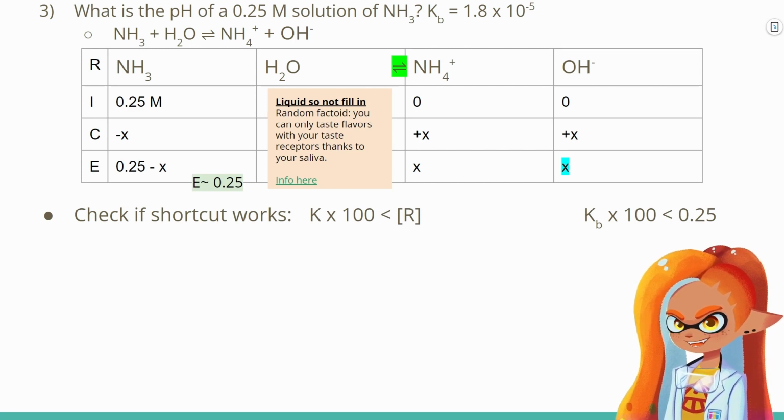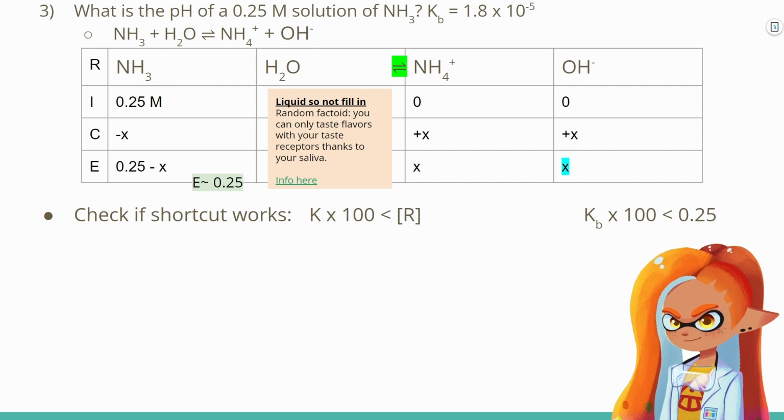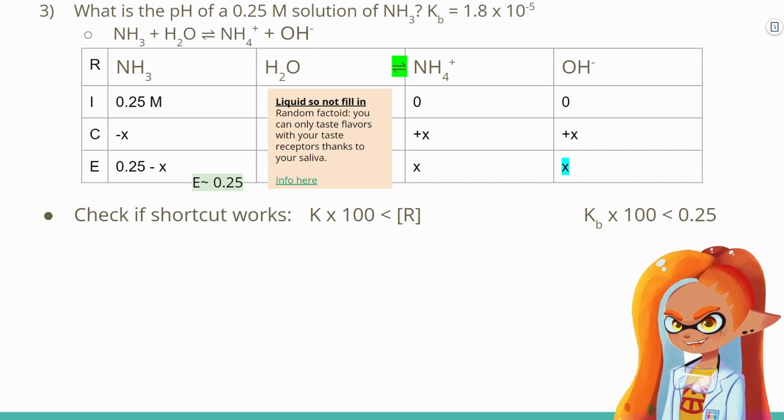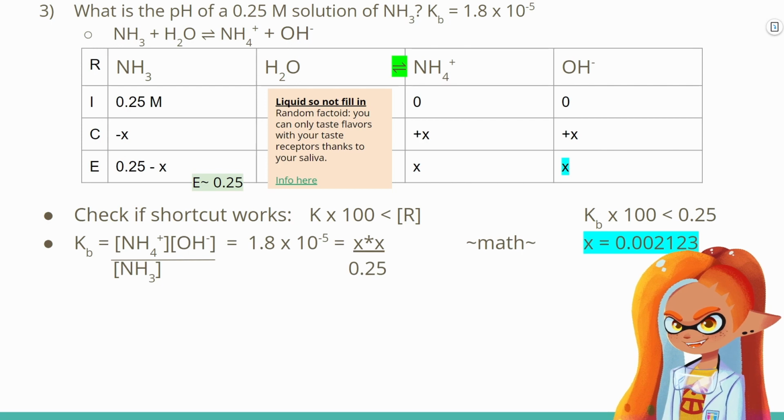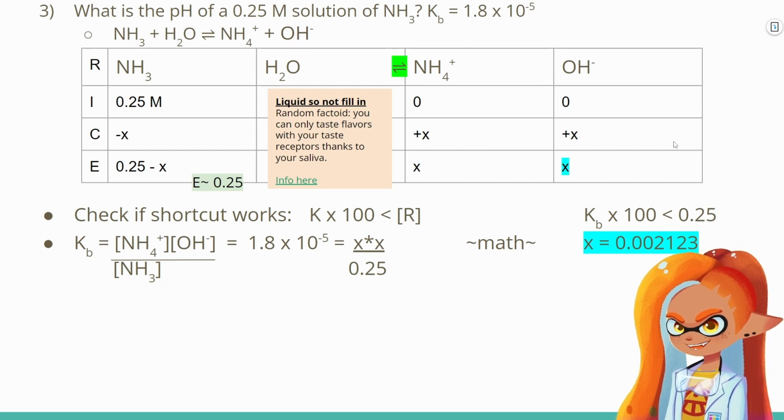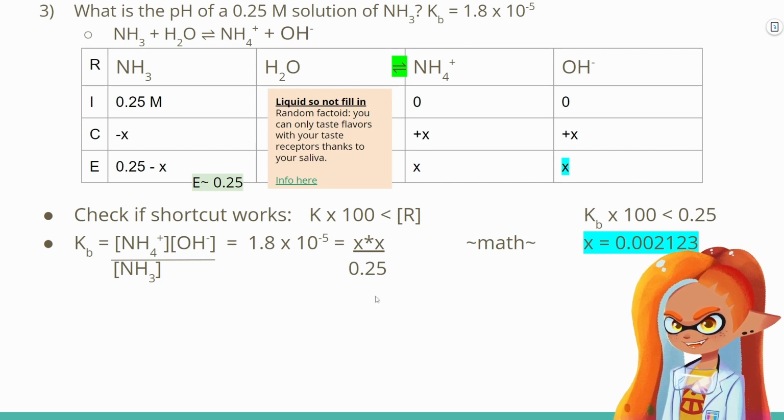So Kb is 1.8 times 10 to the negative 5. If I multiply that by 100, it's going to be negative 3. And so it ends up being okay to do the shortcut. So I can go ahead and round that last part on the ammonia to be about 0.25, because that X value is going to be so small after calculating it. So I set up my Kb just like how I did the previous problem. I have my products on top and my reactants on the bottom, and then I am just plugging in stuff. I have my X's on the top, I have my 0.25 on the bottom, I do algebra, and then I get my X value. Cool.